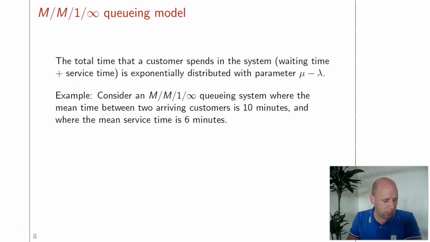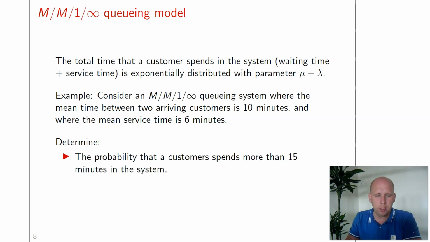We will now consider the same example again. So again, the M/M/1/infinity queuing system with, sorry, with 6 customers arriving per hour. So the mean inter-arrival time is 10 minutes, and the mean service time is again 6 minutes. And we are going to calculate the probability that the customer spends more than 15 minutes in the system. So that is the sum of the waiting time and service time. And we are also going to calculate the mean queue length.